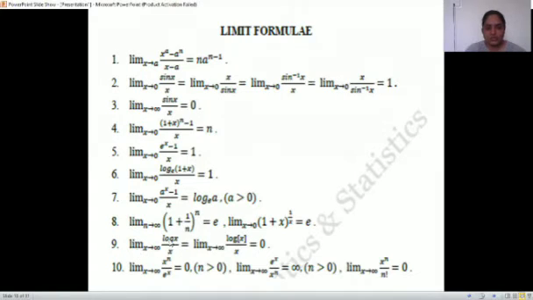Next is limit x tends to infinity log x upon x, which is limit x tends to infinity log of integer part of x upon x. Both things are same, it is equal to 0. Next is limit x tends to infinity x raised to n upon e raised to x is 0, where n should be greater than 0. And if limit x tends to infinity e raised to x upon x raised to n, we have changed the roles, numerator and denominator, then it is equal to infinity. And limit x tends to infinity x raised to n upon n factorial is 0.